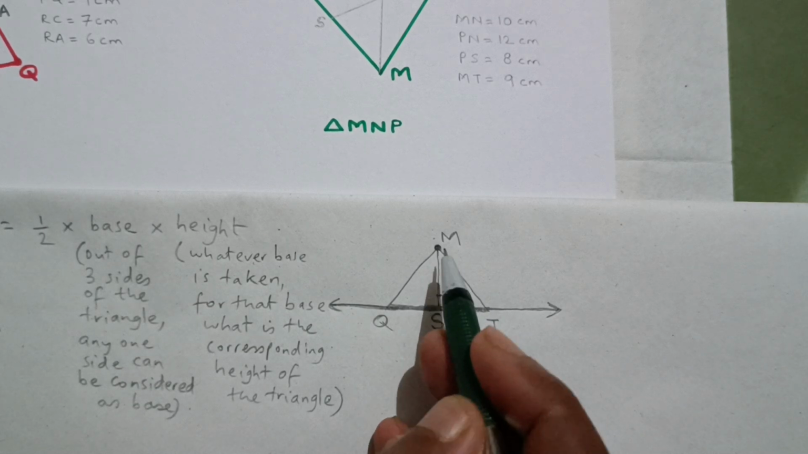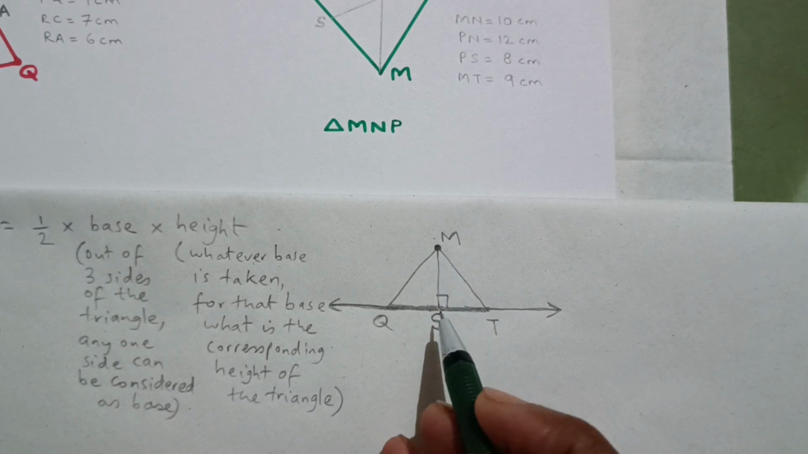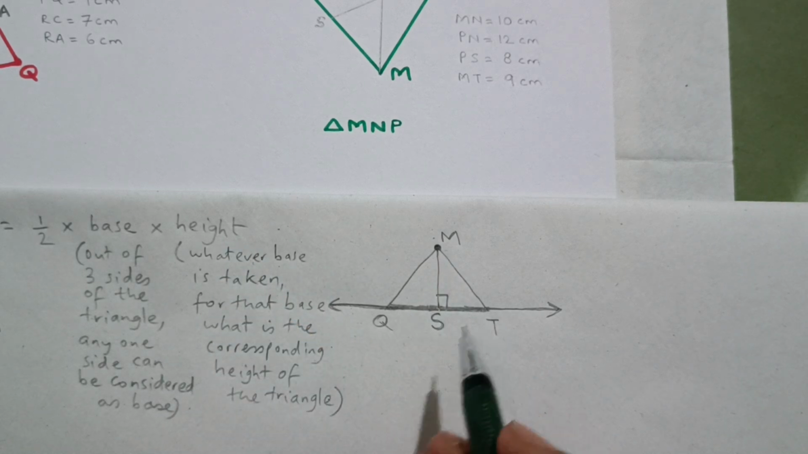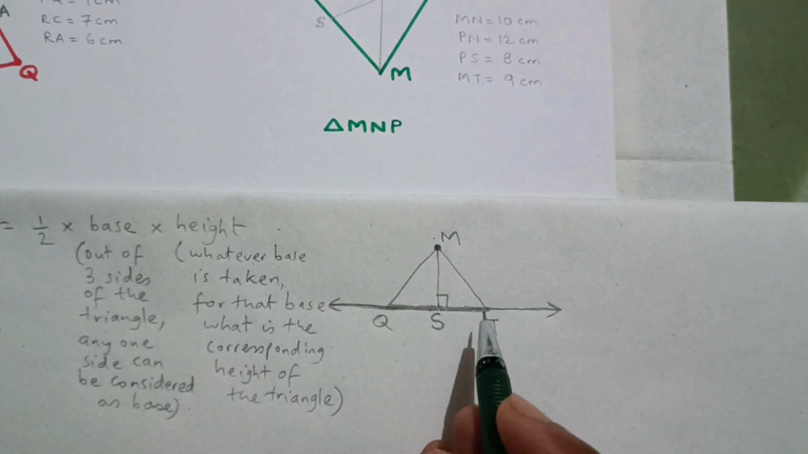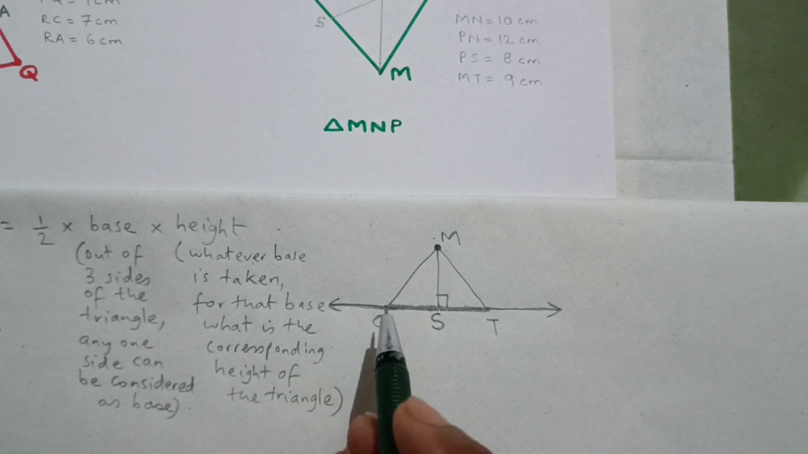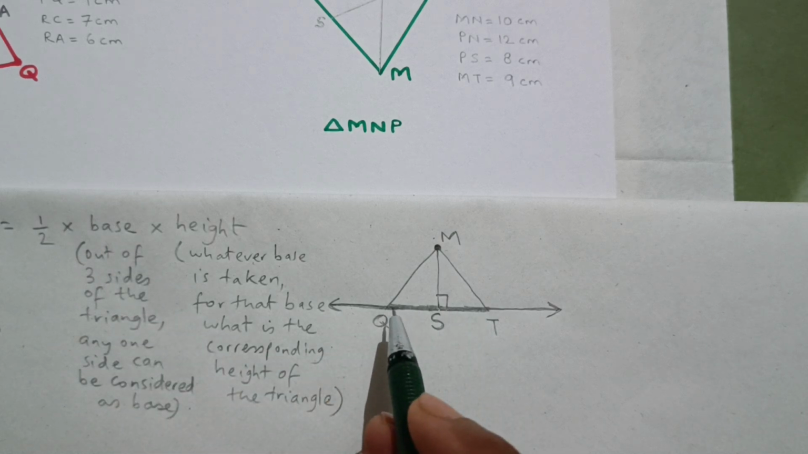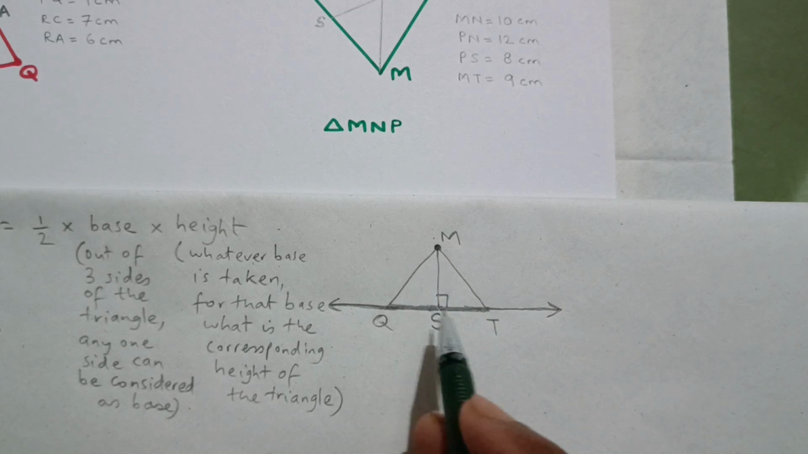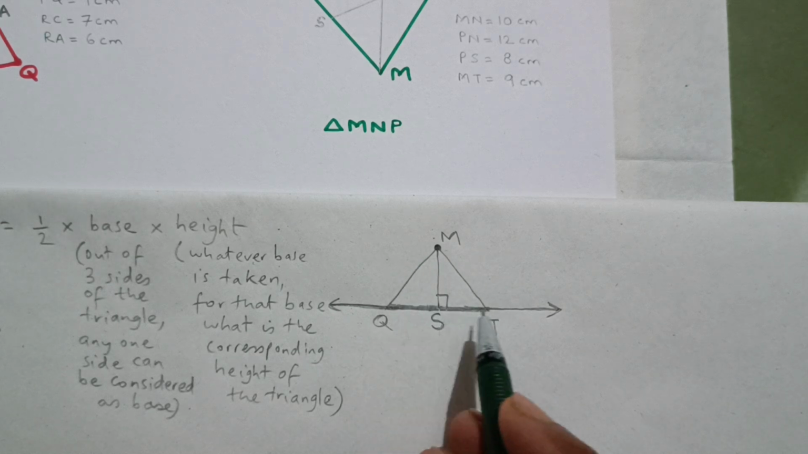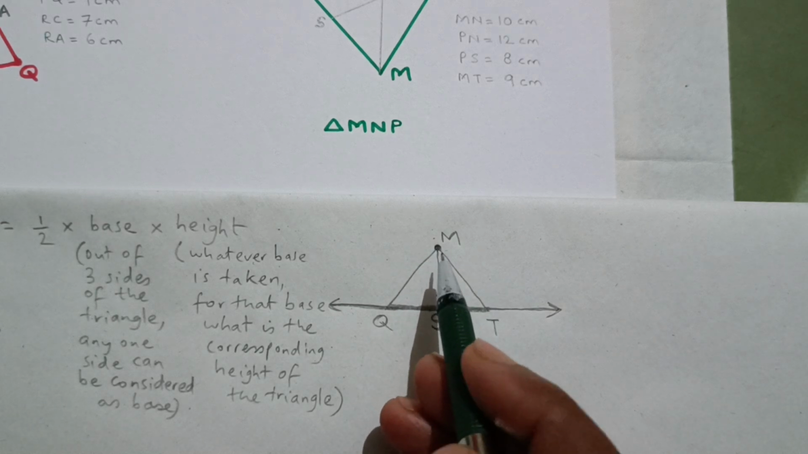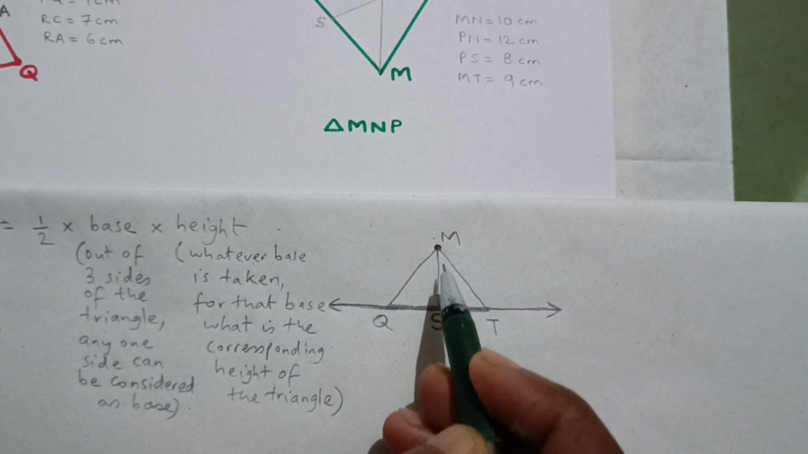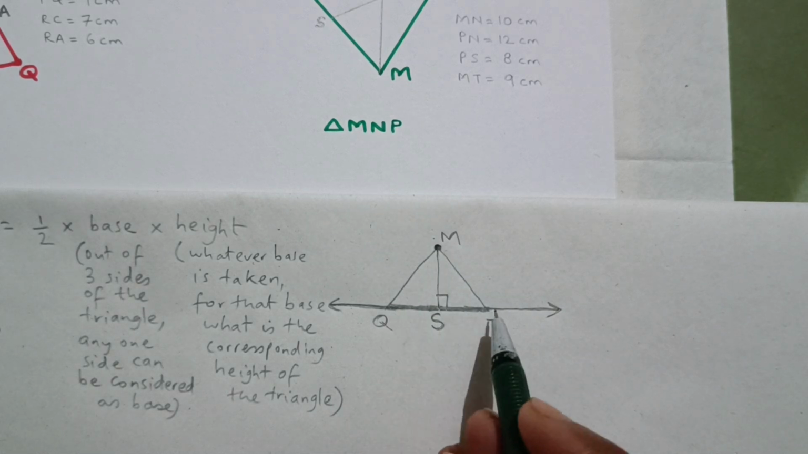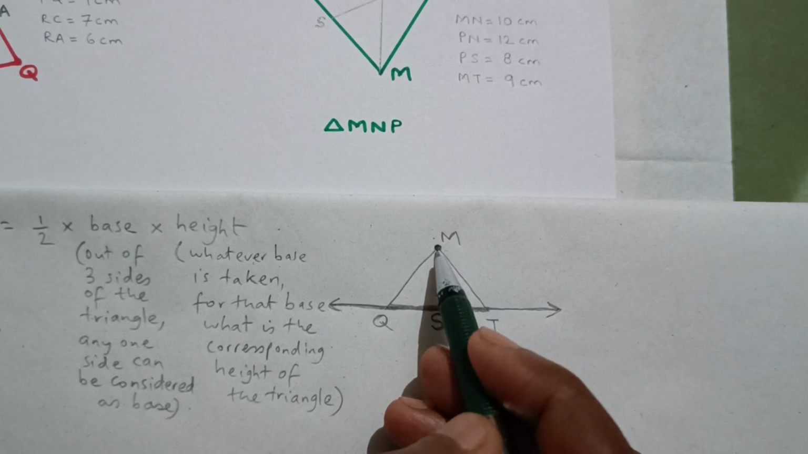So I will again repeat how I got MS as the corresponding height for QT. So QT is our base. Now for QT, what is the opposite vertex in this triangle? So for QT, the opposite vertex is M.